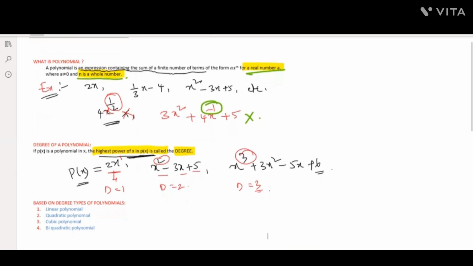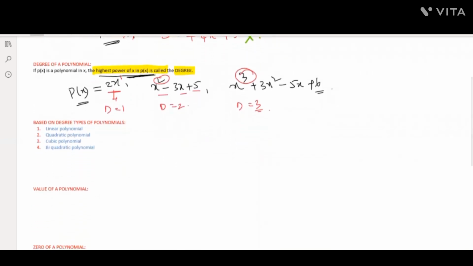So based on the degree, we have different types of polynomials. Those are linear polynomials, quadratic polynomials, cubic polynomials, biquadratic polynomials. A linear polynomial, in the sense, is 2x, or we can write 2x plus 3, 3x minus 4, where the highest degree is 1. Those kinds of polynomials are called linear polynomials. Quadratic polynomials mean the highest degree is 2.